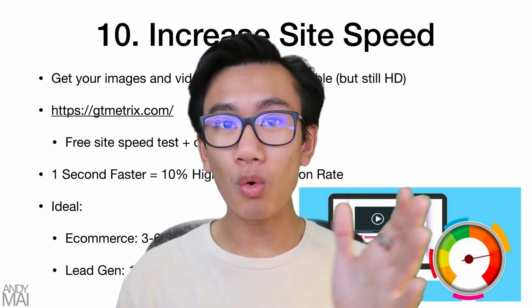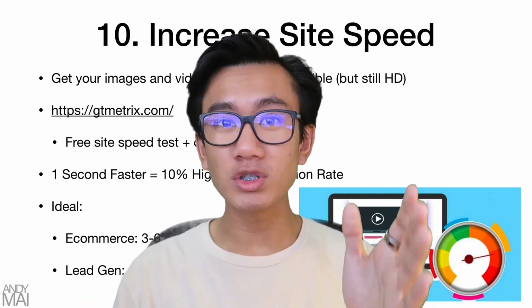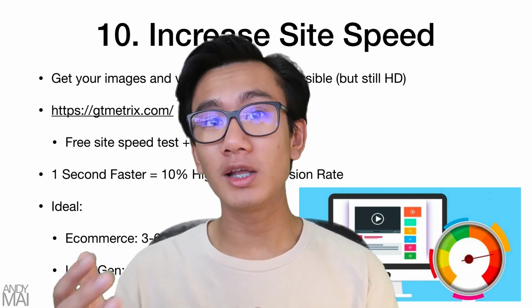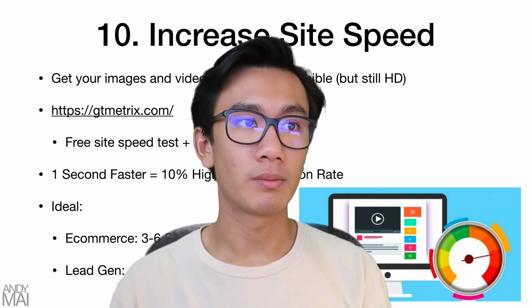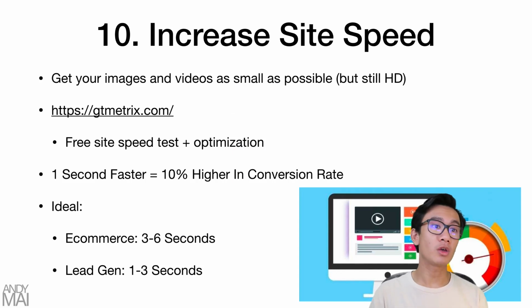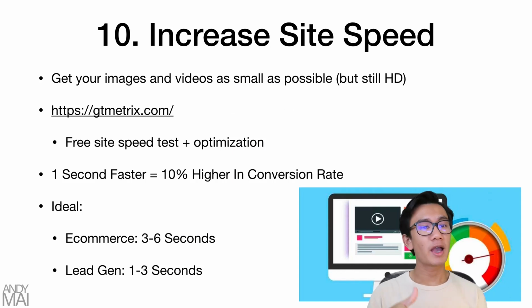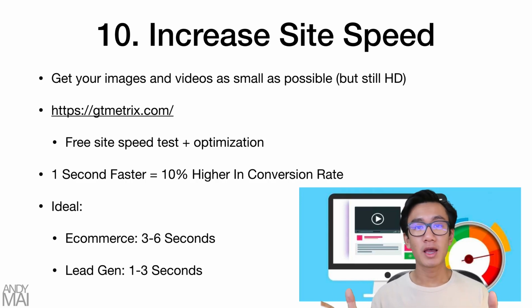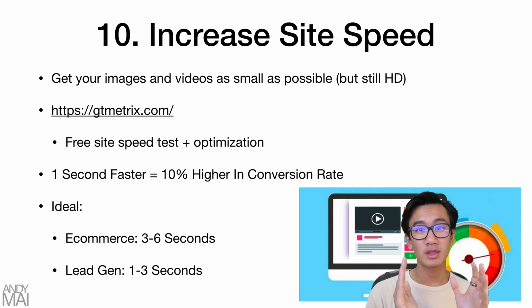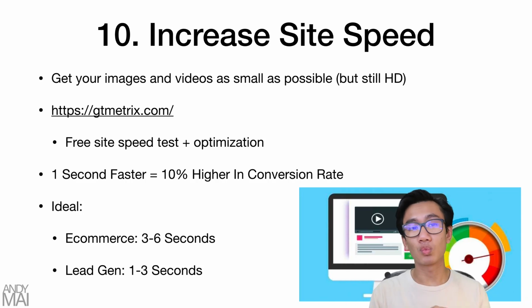If you apply all these things that I just mentioned, them all stacking and compounding on each other, you could literally double the conversion rate of your store this very moment. And the ideal loading speed for e-commerce stores is 3 to 6 seconds. Anything higher than 6 seconds is just too slow. And for lead gen, the ideal loading speed is 1 to 3 seconds. And you definitely want to keep it in between this range. Anything higher is just way too slow.